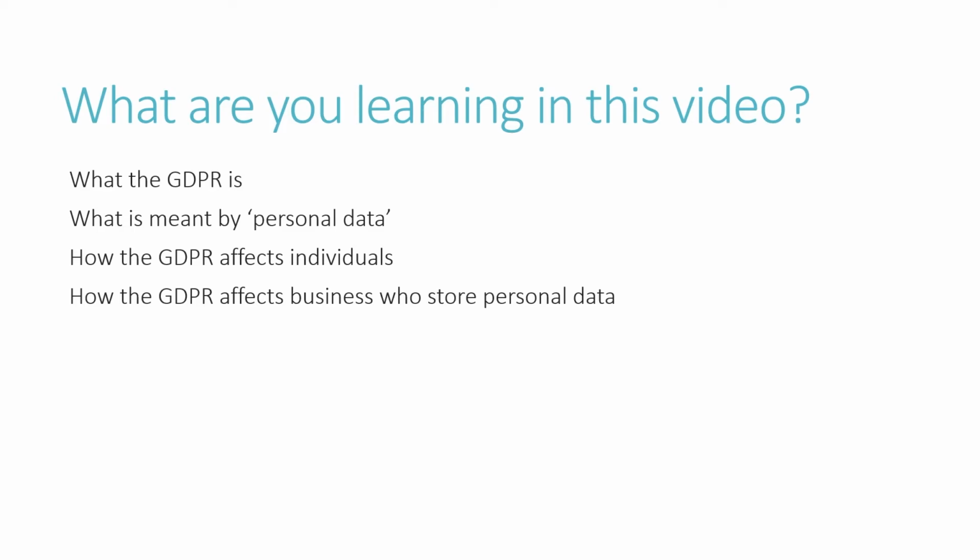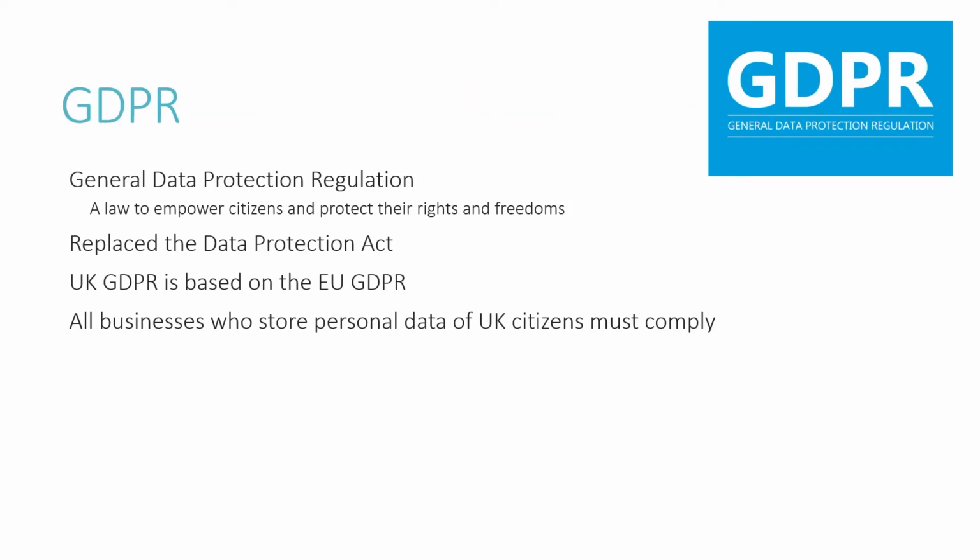Today we're learning about the GDPR, what it is, what's meant by personal data, who it affects, how it affects them. The GDPR is the General Data Protection Regulation. It's a law that was meant to empower citizens, individuals, give them more power over their data. The GDPR replaced the Data Protection Act, which was an old UK act that basically did the same thing, but the GDPR makes it much more clear and more comprehensive.